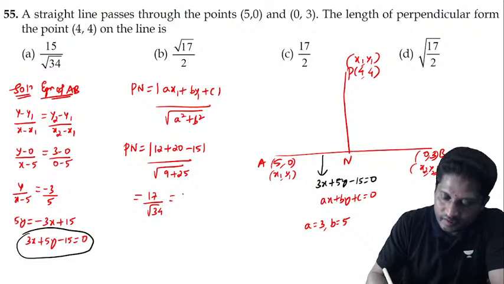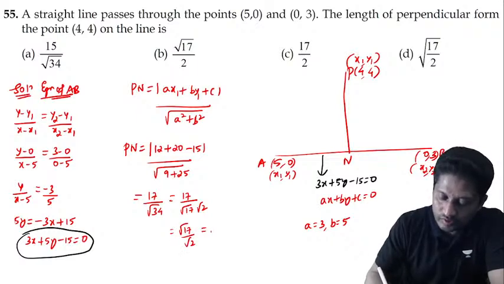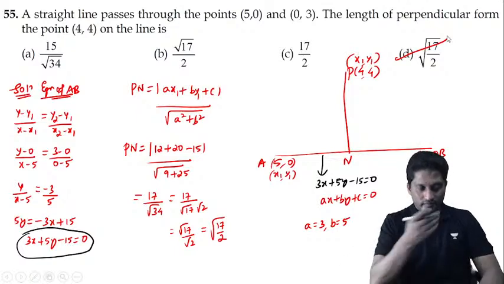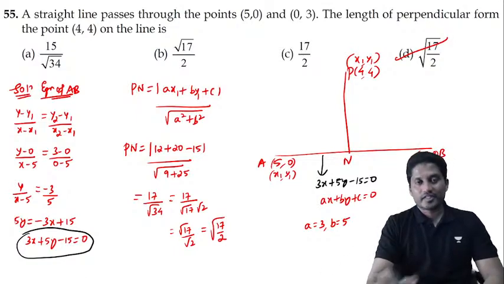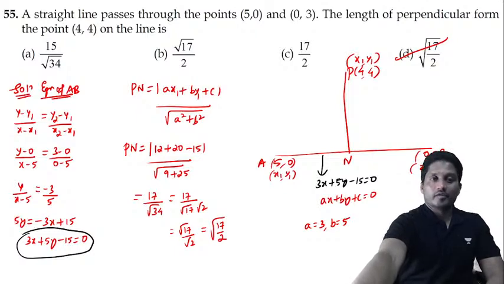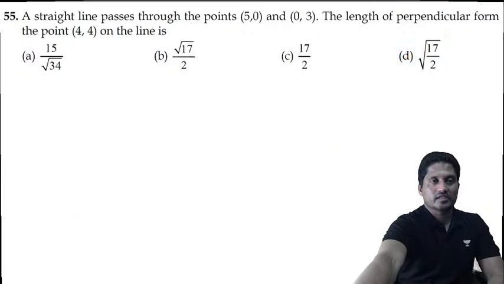So 17 upon root 17 into root 2. 17 by root 17 is root 17 by root 2, which is whole root of 17 by 2. Right? Answer is option D. So again, guys, you can't apply any shortcut. You have to do the problem. You find the equation of AB, then the length of the perpendicular from the point on the line. Good question, lengthy one, conceptual question. You can't do any shortcut for this.